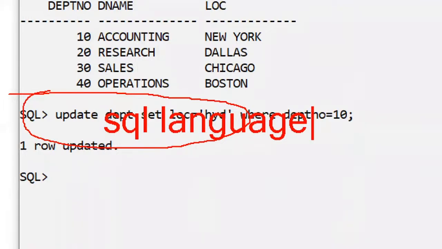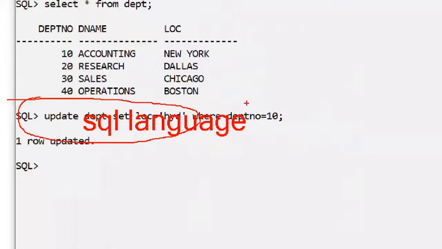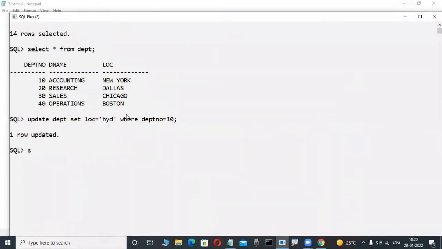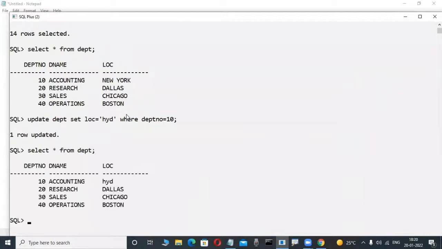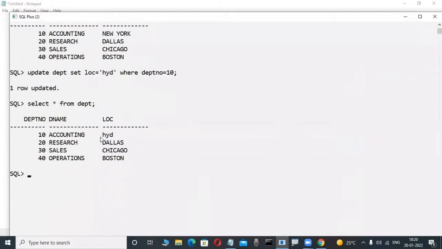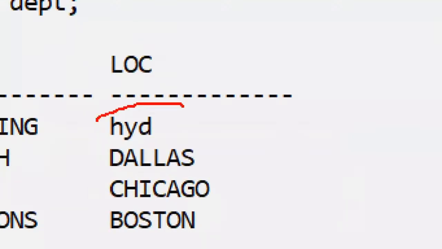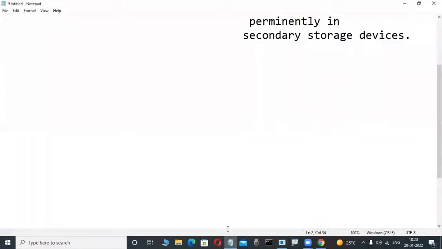Now observe it here. Once we write this type of coding, called the SQL language, it is automatically reflected in your database. In the previous case, New York was there, but in this case, Hyderabad is the location. Yes, always observe it here.